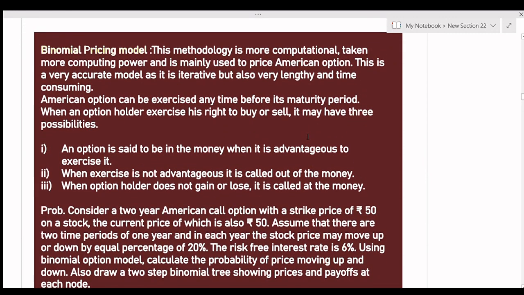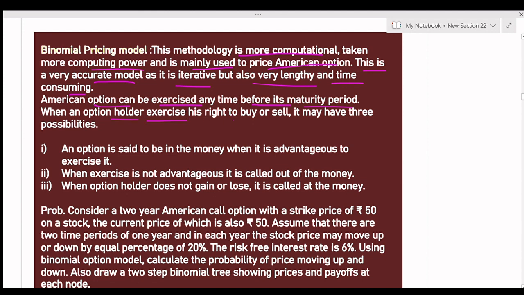Now come to the binomial pricing model. This methodology is more computational, takes more computing power, and is mainly used to price American options. This is a very accurate model as it is iterative, but also very lengthy and time consuming. An American option can be exercised any time before its maturity period.